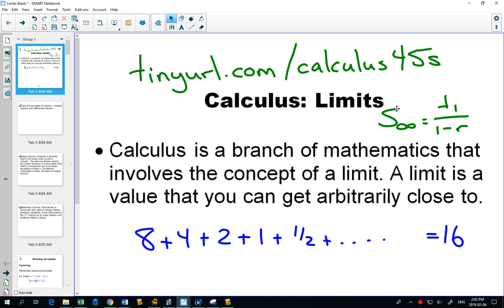So we can get arbitrarily close to the wall, and I would say the limit, as I would do this forever, would mean that I would walk 16 spaces. It's a value that I get close to. I never actually walk 16, but I can get so close to 16 that we would say that in the end, the sum to infinity of this is 16.